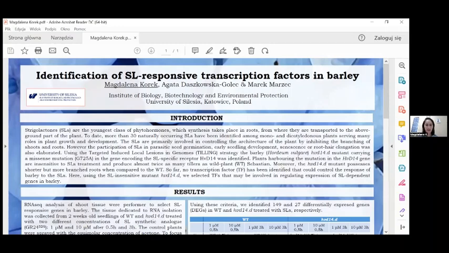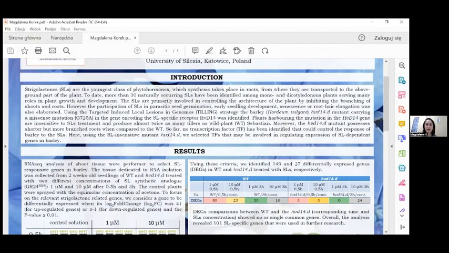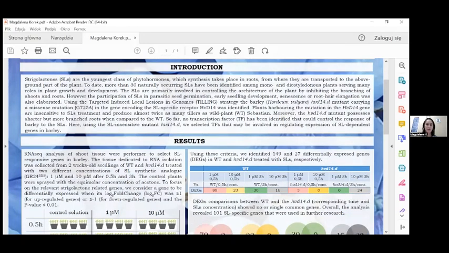I would like to give you some overview about the strigolactones and my recent research about them. My research was conducted in cooperation with Agata Daszkowska-Golec and Marek Marzec. I would like to start with an introduction with some words about the strigolactones.